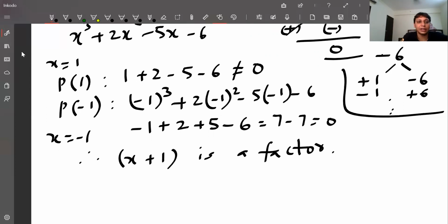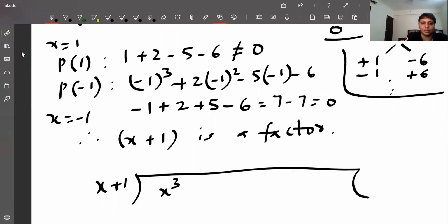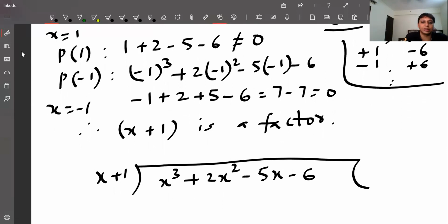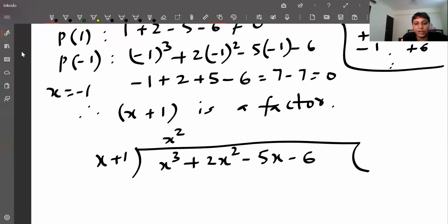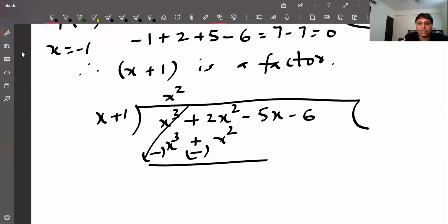So therefore we need to divide this x cube polynomial, x cube plus 2x square minus 5x minus 6, by this x plus 1. So what will be the quotient part? Because we need to get x cube, we need to multiply with x square, so that x square into x is x cube. And when you multiply x square with 1, which will give us x square, we need to change the signs since we are subtracting them. So which will give us x square.